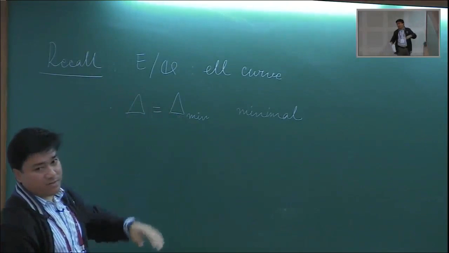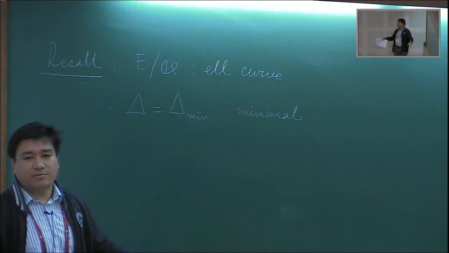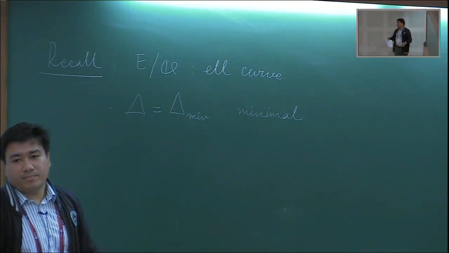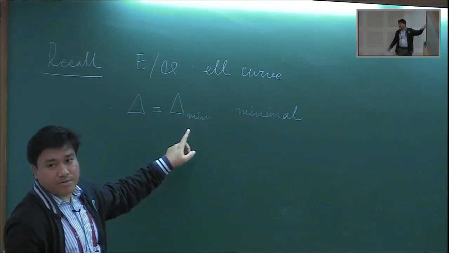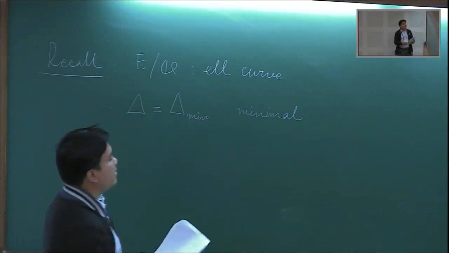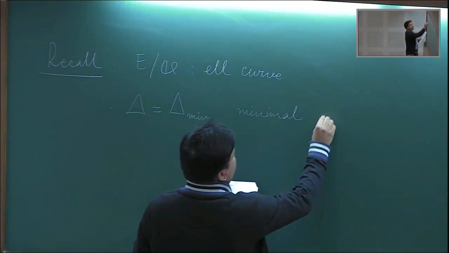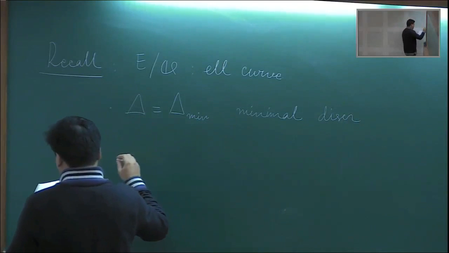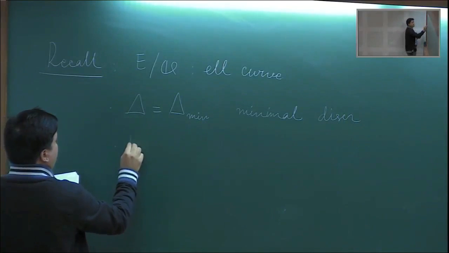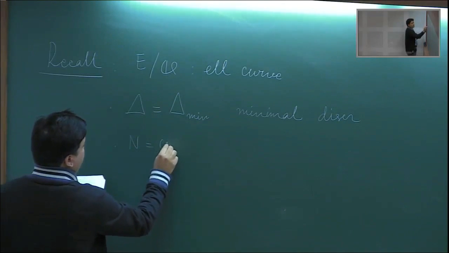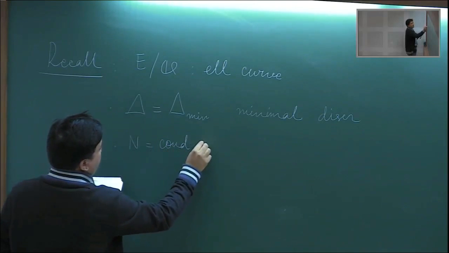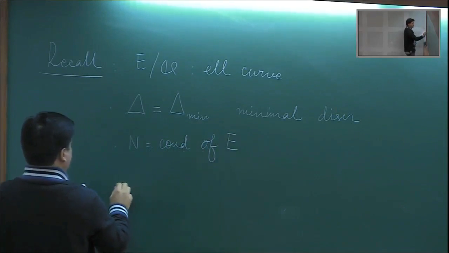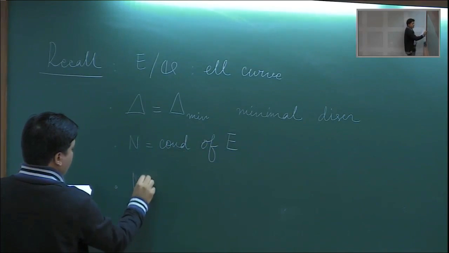Okay, so I have an elliptic curve. You can write it in many ways, and then you can compute the discriminant for each one of them. Okay, but there is one minimal one, this one. So the minimal discriminant. Okay, and I write n for the conductor of E, and the N_p for the prime p is this number.